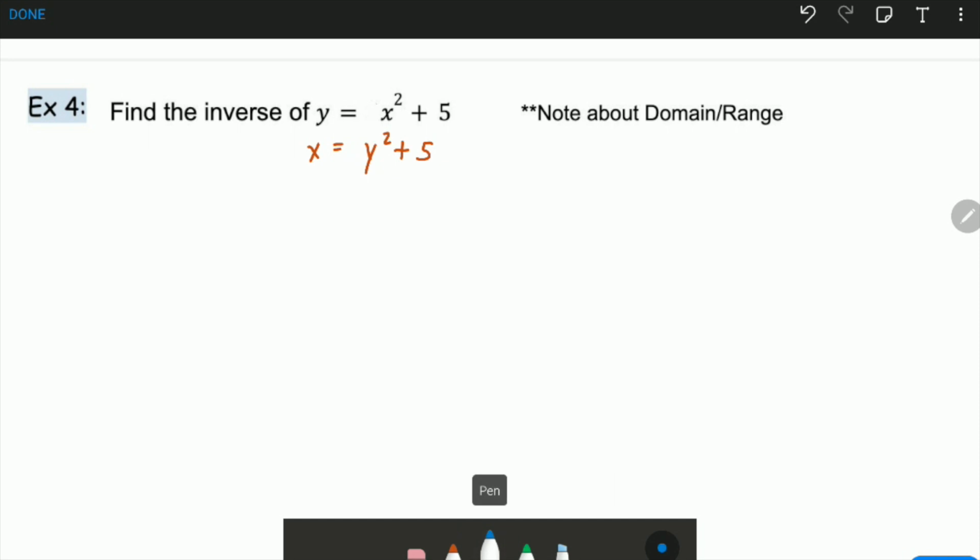Now we're just going to walk through and try to get y by itself. So I'll get rid of addition and subtraction here first. Subtracting 5 on both sides. And we'll have x minus 5 equals y squared.